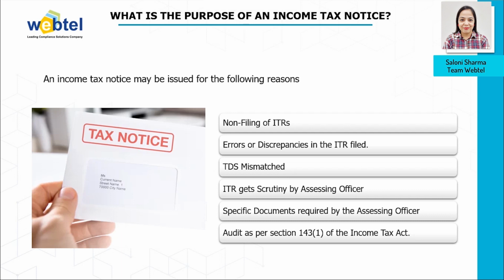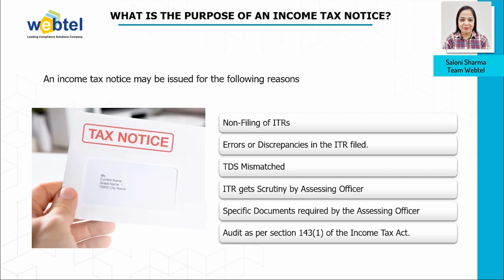Then comes TDS mismatch. If TDS is claimed but the corresponding income is not offered for tax in the ITR, or if there is a mismatch in the TDS between 26AS or AIS and the TDS claimed by the assessee, it may also lead to discrepancies and can cause issues during tax assessments. It's important to ensure that the TDS claimed matches the actual income offered for tax.